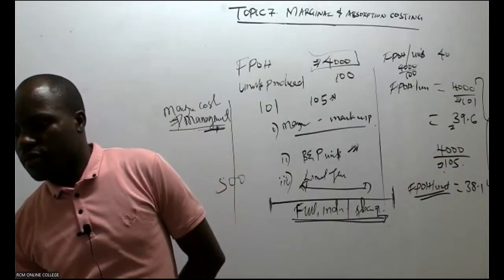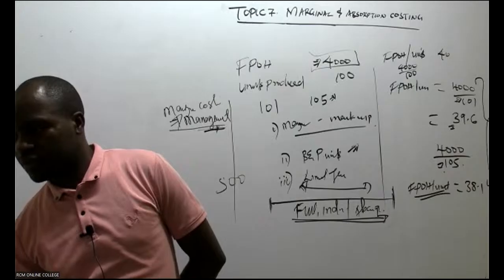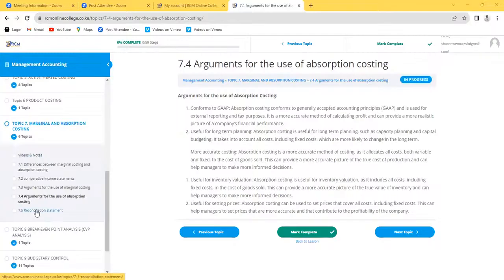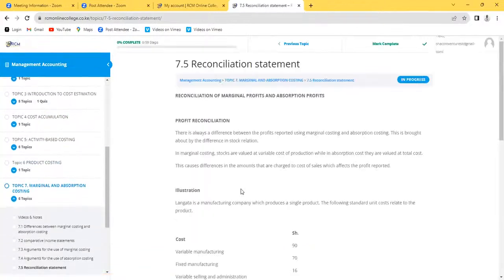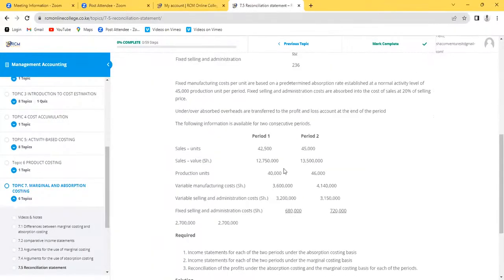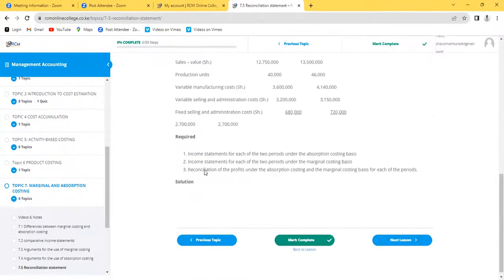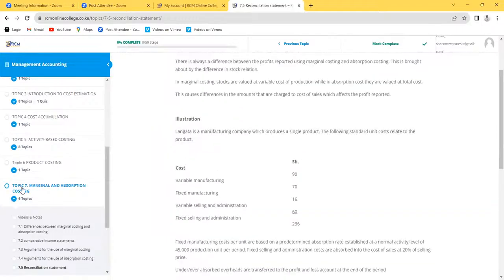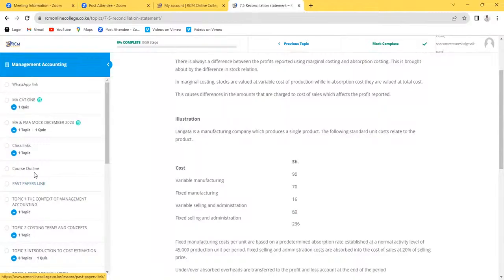Then if you move further to this part here, the reconciliation, of course, you're going to look at it. There's a question, and you are required to come up with the income statement under the two methods. Then you do reconciliation. So what you also need to understand, if you look at the course outline, let me see if I can get it. Yes, it is here.